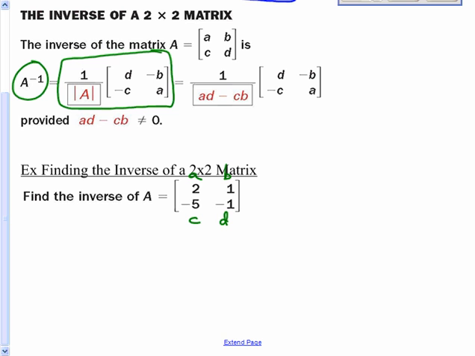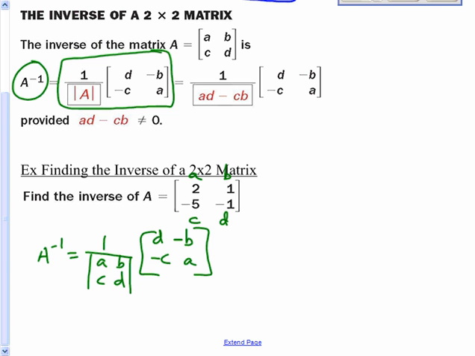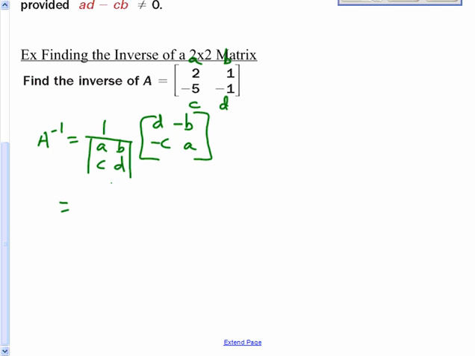According to our formula, A inverse is 1 over the determinant of A, with A, B, C, D, times the matrix D, negative B, negative C, A. So 1 over the determinant. Let's find the determinant. 2 times negative 1, negative 2, minus, and then we go this way, negative 5 times 1, which is negative 5. So 1 over negative 2 plus 5, 1 over 3.